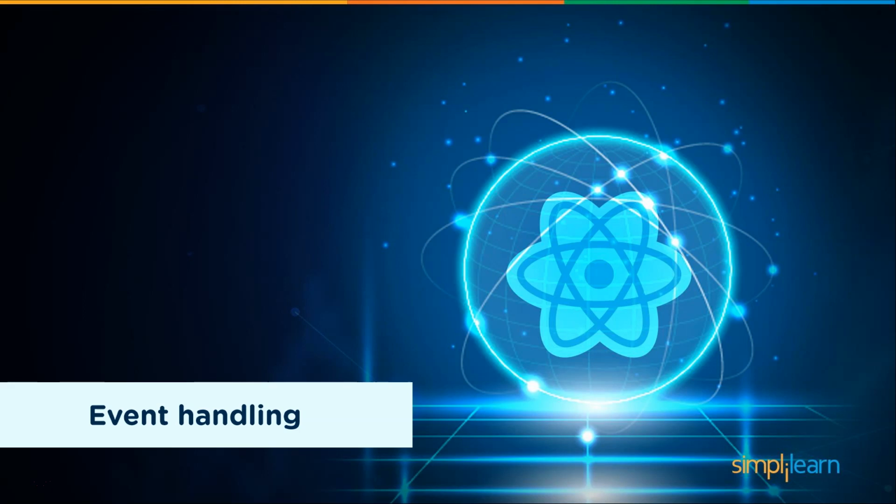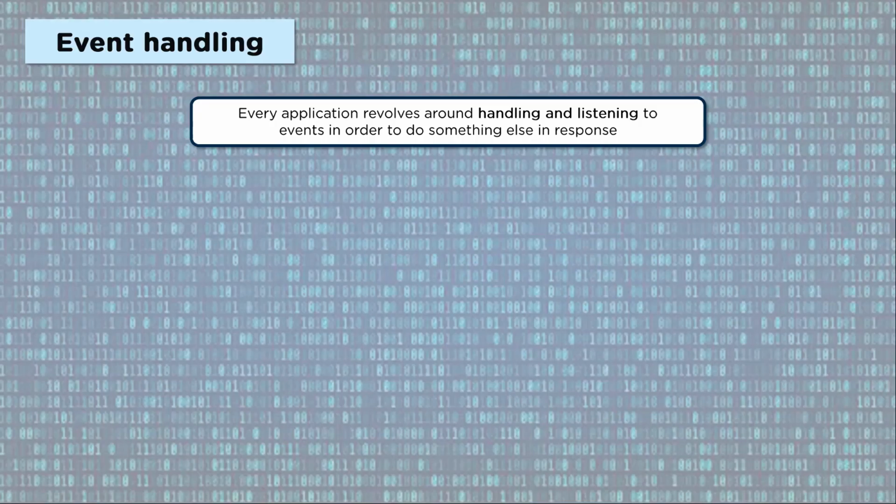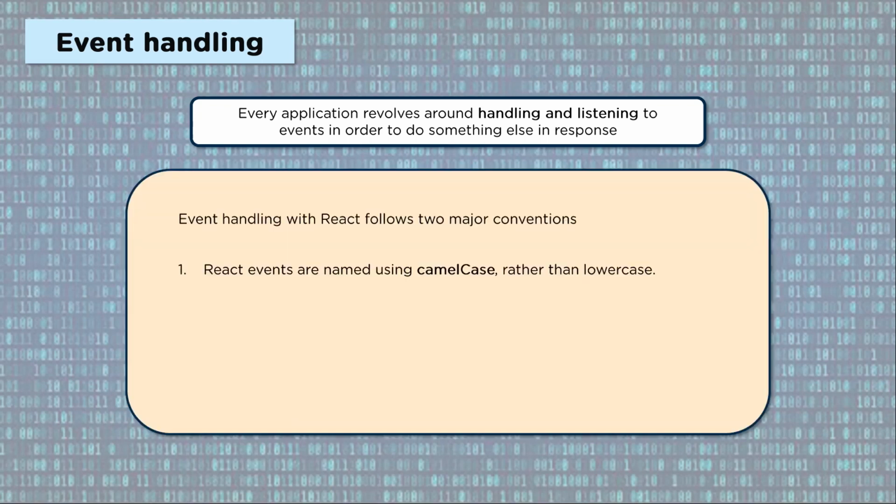Let's talk about event handling. Now, events are going to be the notification or triggers or user performed actions that would trigger the state in a component to get modified. So every application revolves around handling and listening to events in order to do something else in response. So in response to an event, you can perform an action. So event handling with React follows two major conventions. React events are named using camel casing rather than lowercase. So camel casing would have the first letter of the word in lowercase and the second major letter in uppercase.